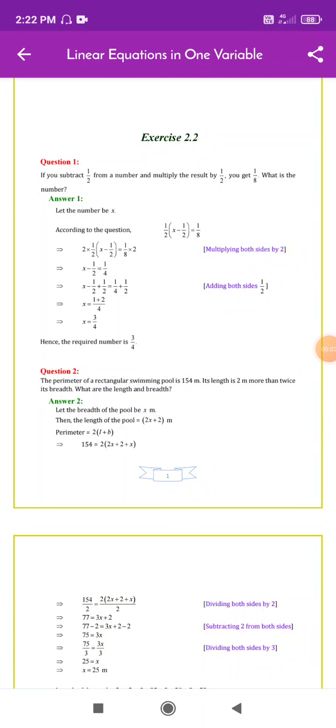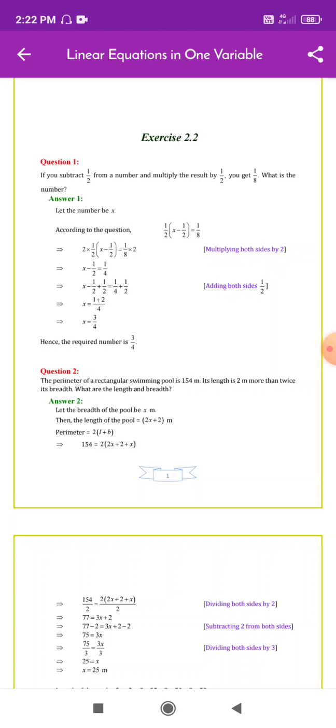Today I am going to start exercise 2.2. This is based on linear equations. Now we are going to learn linear equations based on word problems. Okay, so let us start exercise 2.2. Go to question number 1.